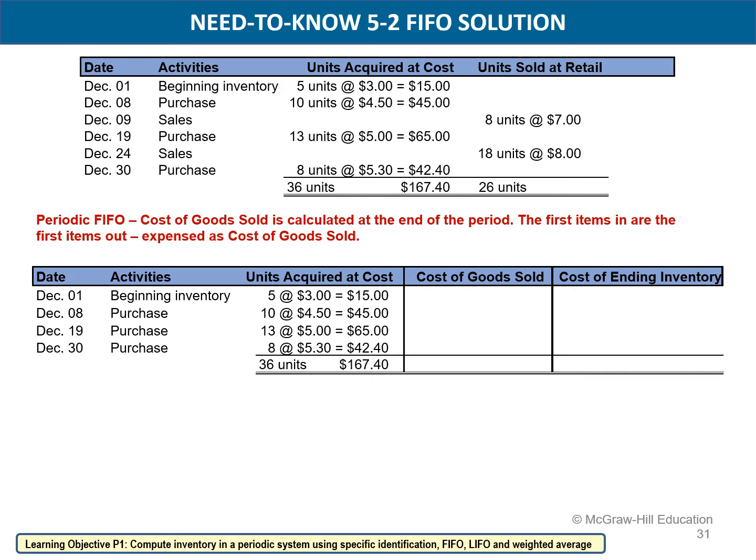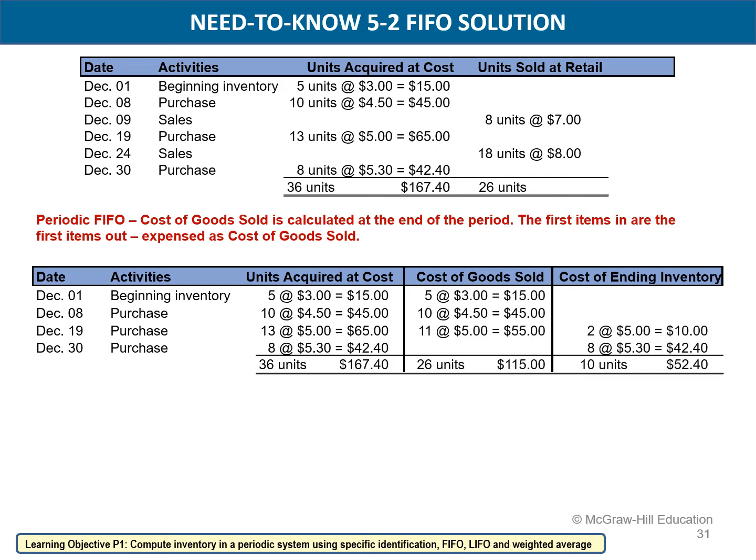All right, so now using FIFO, the first items in are the first items expensed to cost of goods sold. So we sold 26 units, so our cost of goods sold is going to be all 5 of the beginning inventory, all 10 of the December 8th purchase, and then 11 because we need to get to 26. So 15 plus 11 is 26. So 11 of our 13 at $5 are going to be sold. And then what remains is the last 2 from the December 19th purchase, and the last 8 from the December 30th purchase.